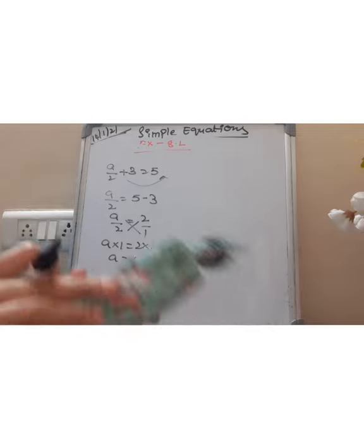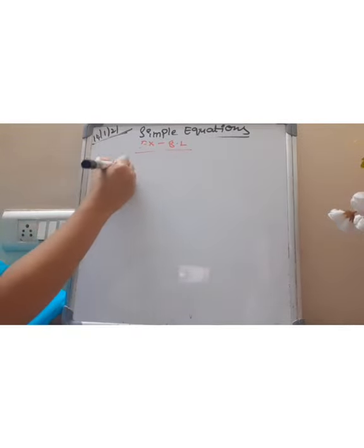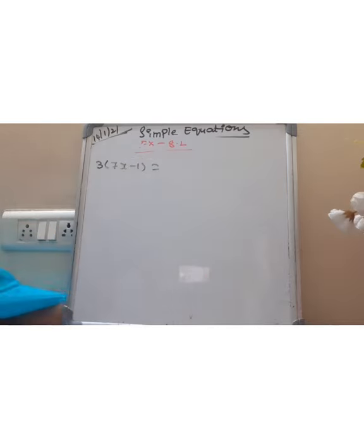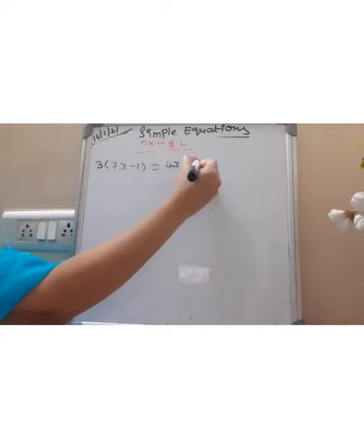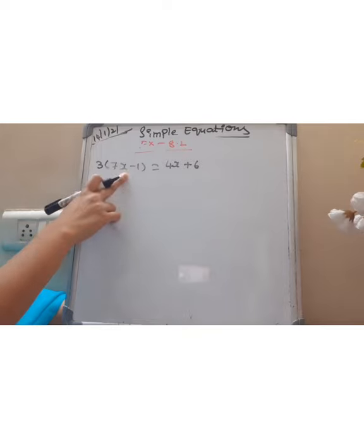The next question in this category: 3 into 7x minus 1 is equal to 4x plus 6. Here it is better to multiply the terms. Multiply 3 with this term and then solve.